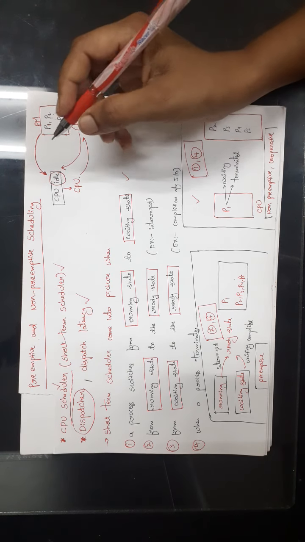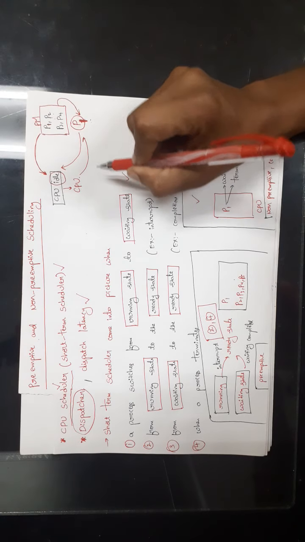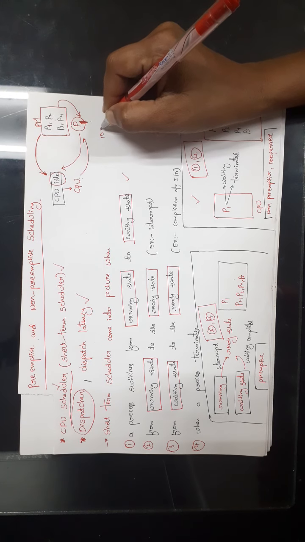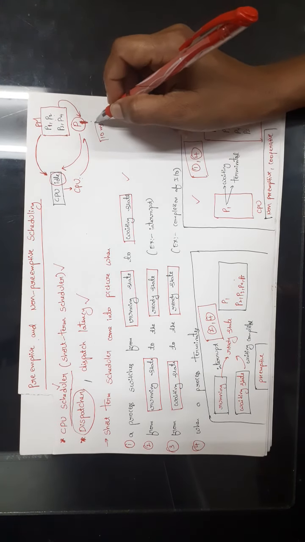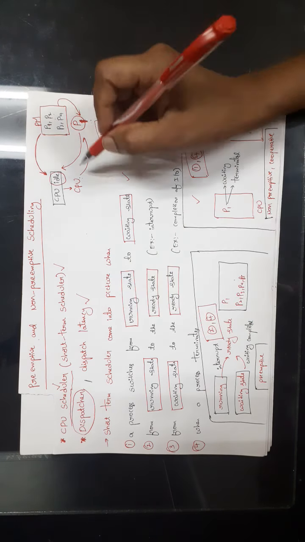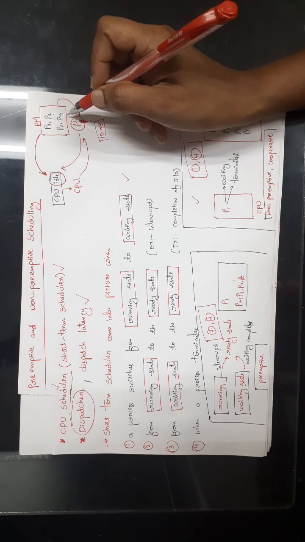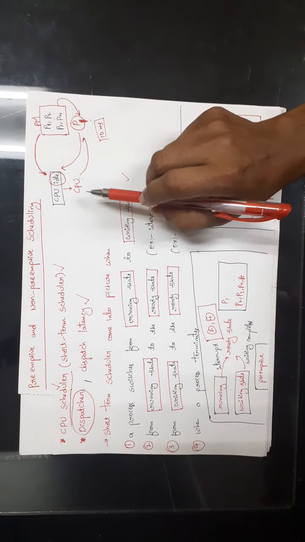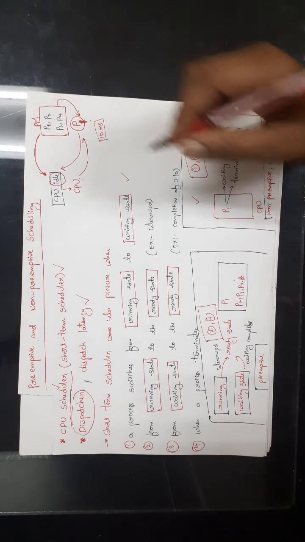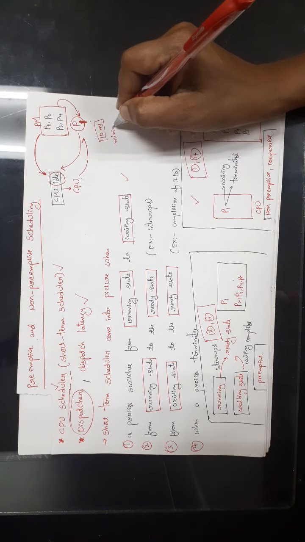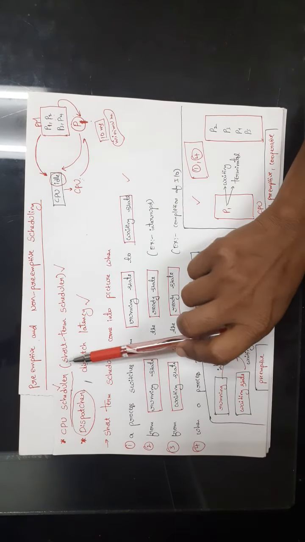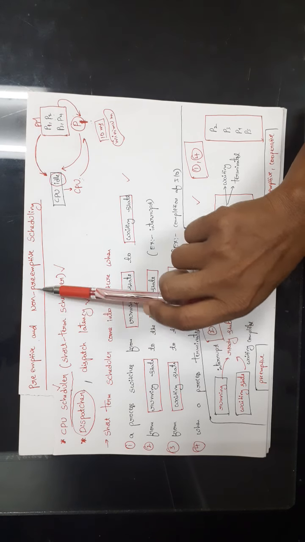Let us assume that the time taken to assign the CPU to the particular process is some 10 milliseconds. Then this time is called the dispatch latency. Dispatch latency is nothing but the time taken to assign the CPU to a particular process chosen by the CPU scheduler. Dispatch latency should be minimum. Those are the terms related to preemptive and non-preemptive scheduling.